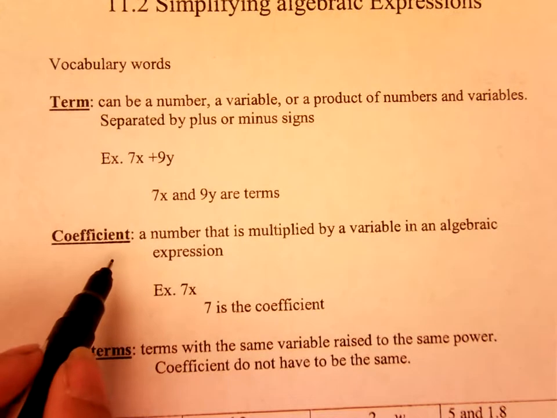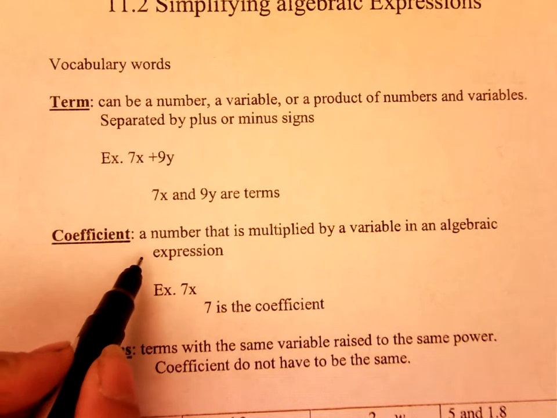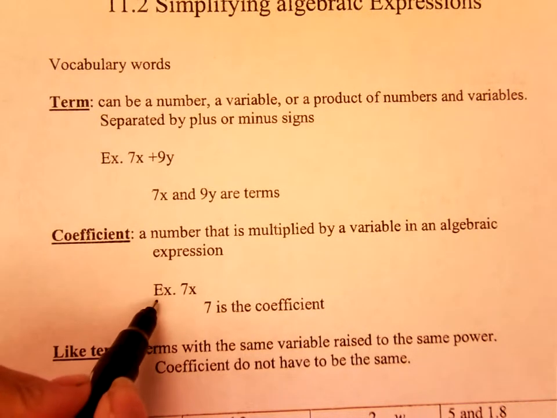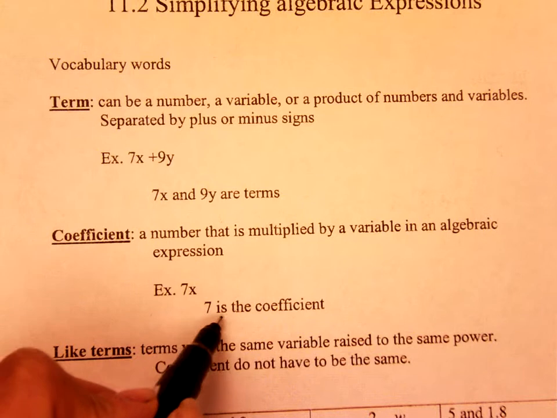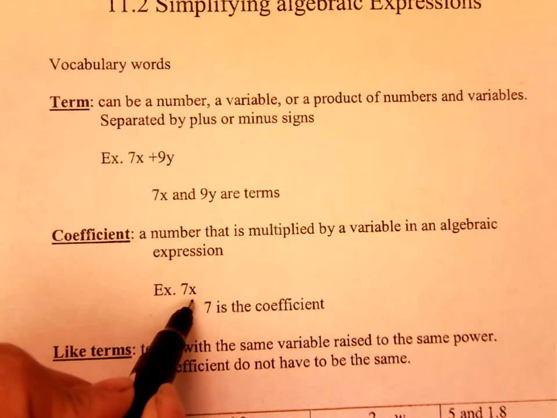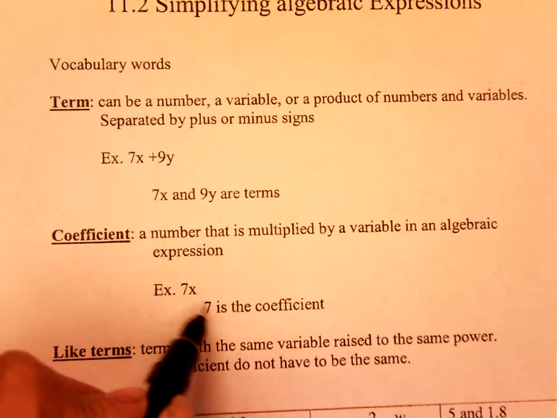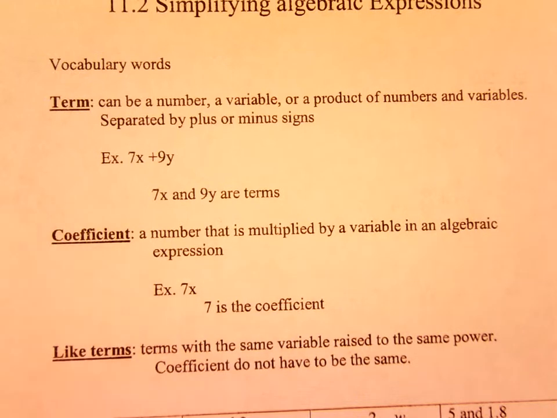A coefficient is a number that is multiplied by a variable in an algebraic expression. So an example, 7x. 7 is the coefficient. 7x is considered a term, but 7 is considered the coefficient.